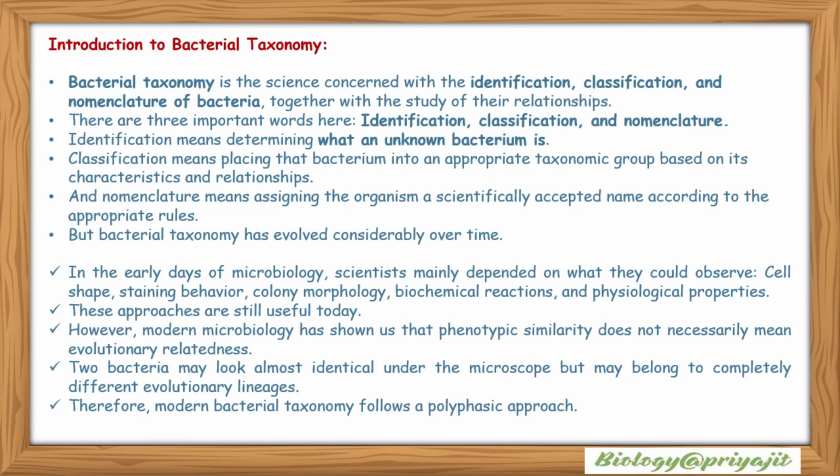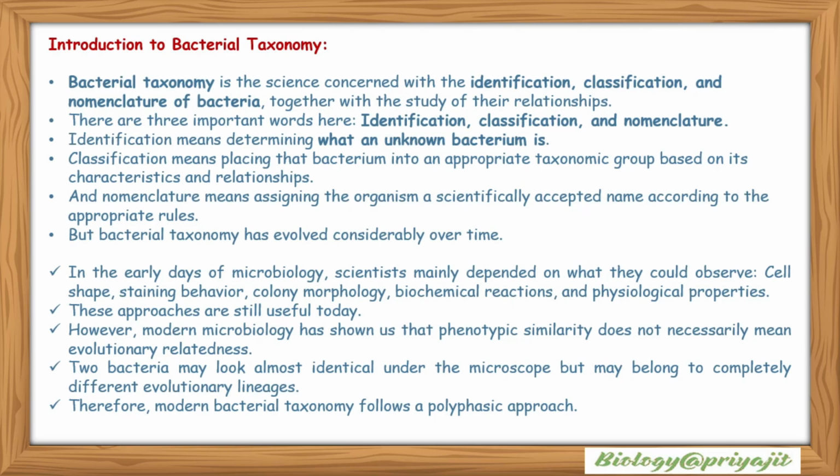Introduction to bacterial taxonomy. Bacterial taxonomy is the science concerned with the identification, classification and nomenclature of bacteria together with the study of their relationships. There are three important words: identification, classification and nomenclature. Identification means determining what an unknown bacterium is. Classification means placing the bacteria into an appropriate taxonomic group based on its characteristics and relationships, and nomenclature means assigning the organism a scientifically accepted name according to the appropriate rules.